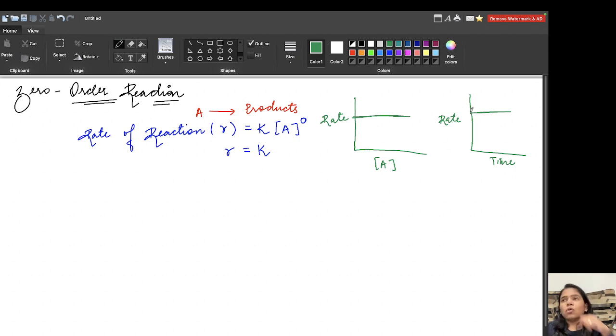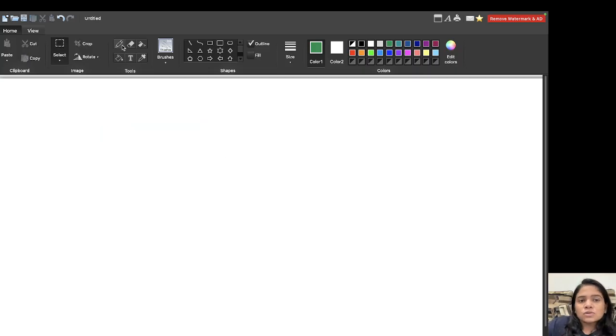Okay, so whatever kind of reactions we are going to study will come with an integrated rate law. Even for zero, first, second, third order reactions, for every order we will be studying integrated rate law. So now we are going to study integrated rate law for zero order reaction.